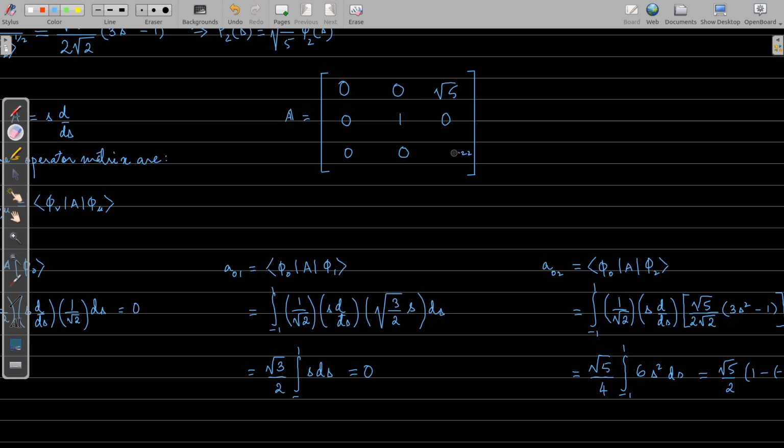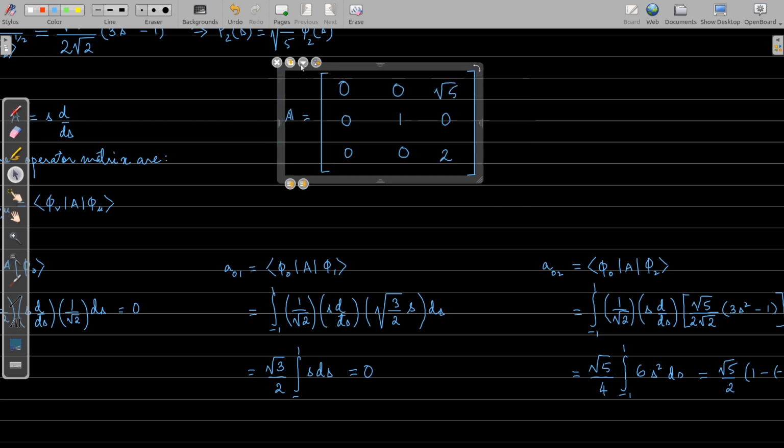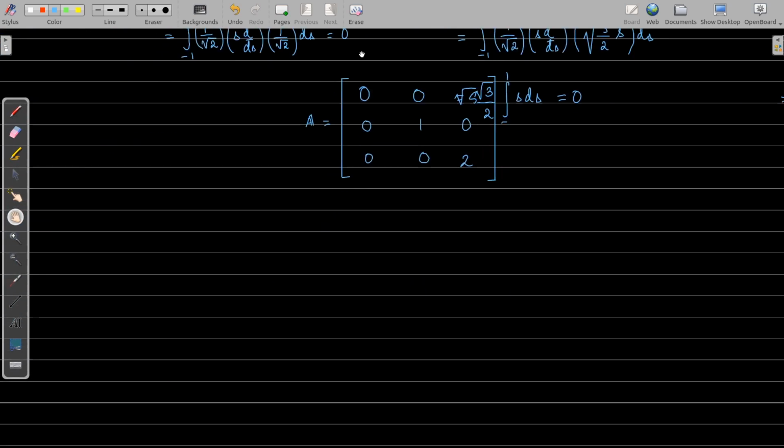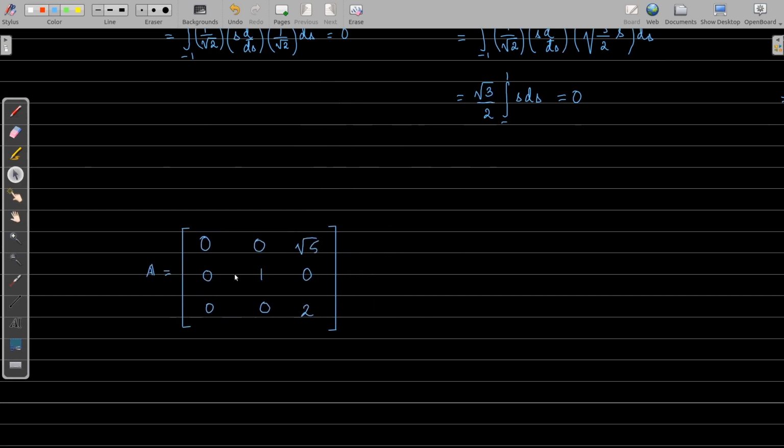And finally, A22 is going to be non-zero, and this result will be 2. So this is how the matrix is going to look like: 0 0 root 5, 0 1 0, 0 0 root 2. So this represents, okay, I leave this to you, the calculation part, calculating the other coefficients. You proceed in a similar way, and finally we will get this one.